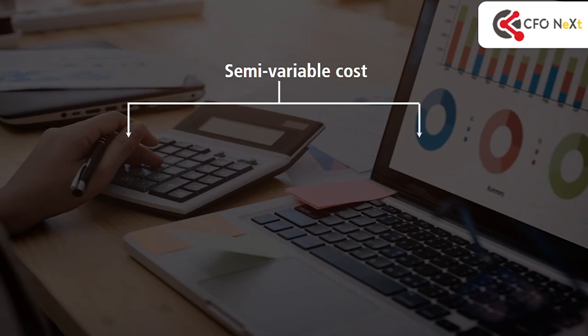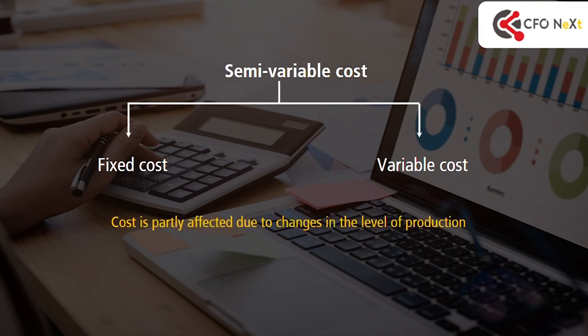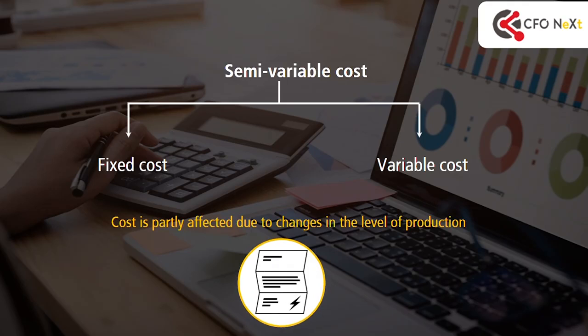This cost contains the elements of both fixed cost, as well as that of variable cost. Therefore, this cost is partly affected, due to changes in the level of production. The electricity bill is an ideal example of this type of cost.